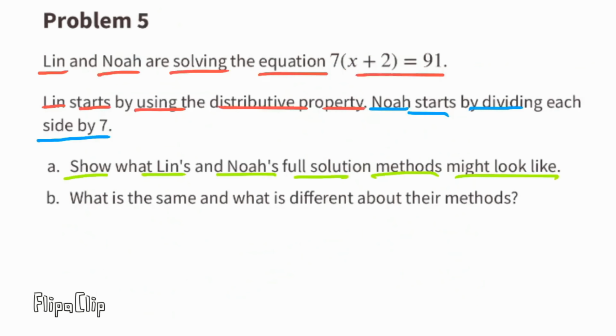Problem number 5. Lynn and Noah are solving the equation 7 times (x + 2) equals 91. Lynn starts by using the distributive property. Noah starts by dividing each side by 7. A. Show what Lynn and Noah's full solution methods might look like.